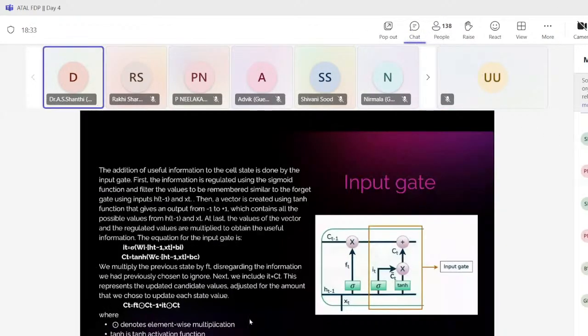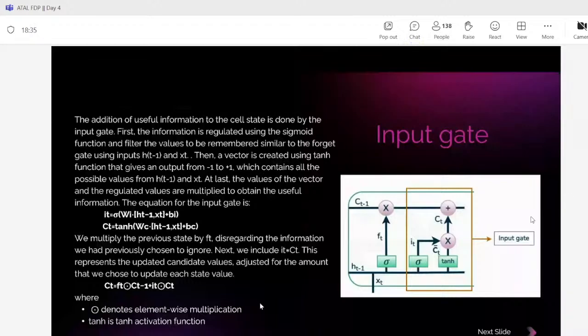So that's all about the input gate. And here we have discussed that the dot in the circle denotes the element-wise multiplication. And of course, tanh is the activation function whose values lie between -1 and +1. And next is the output gate.